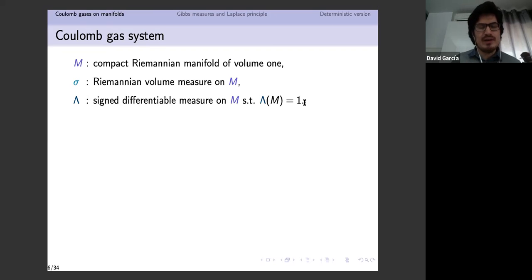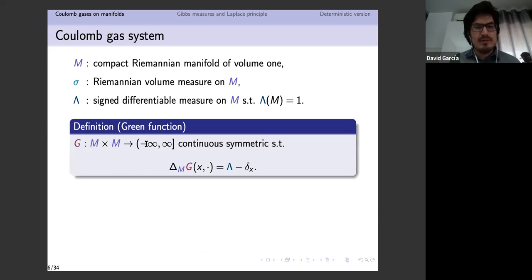Given this data, this lambda and this Riemannian manifold, we can define the Green function as a continuous symmetric function such that the same thing as before happens. We haven't put the 2 pi because it's just a constant.